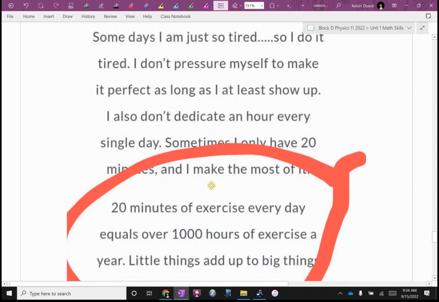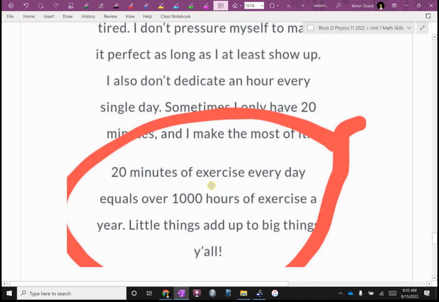Lovely Twitter thread. Some days I'm just so tired, so I do it tired. I don't pressure myself to make it perfect. As long as I just show up, I don't dedicate an hour every day. Says this, 20 minutes of exercise every day equals over 1,000 hours of exercise a year. Does it? Well, 20 minutes a day, that's an hour every 3 days.